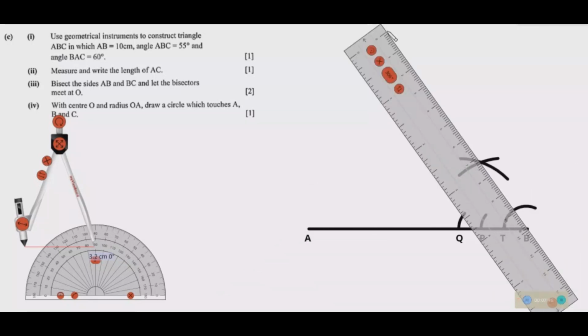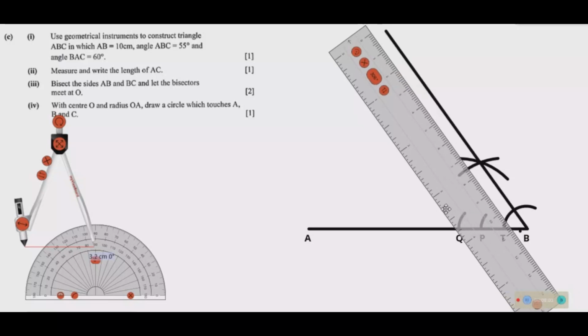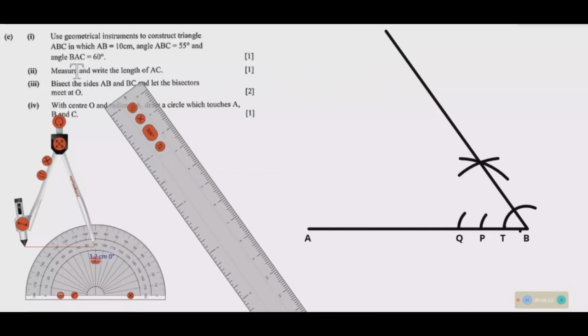So the line is not going to have the measurements. We are not going to draw a line with certain measurements. We can draw a line as long as possible. Now, once we have drawn the line like that, the next thing is we're going to construct another angle BAC.